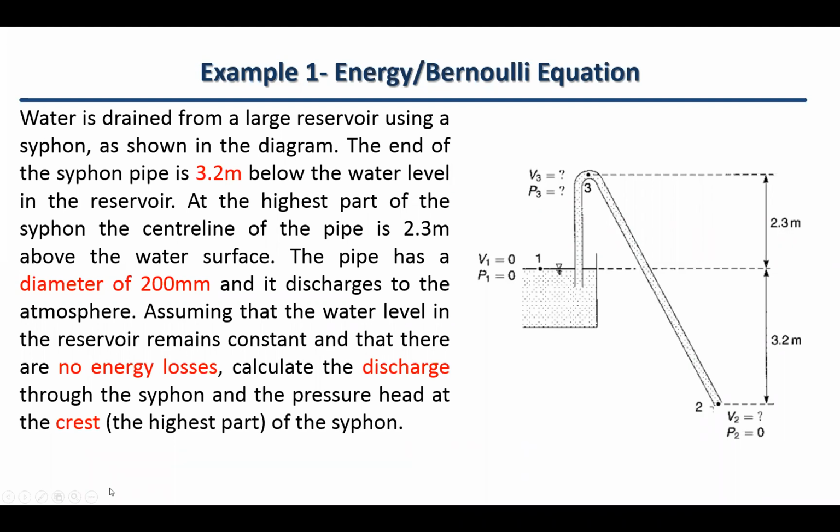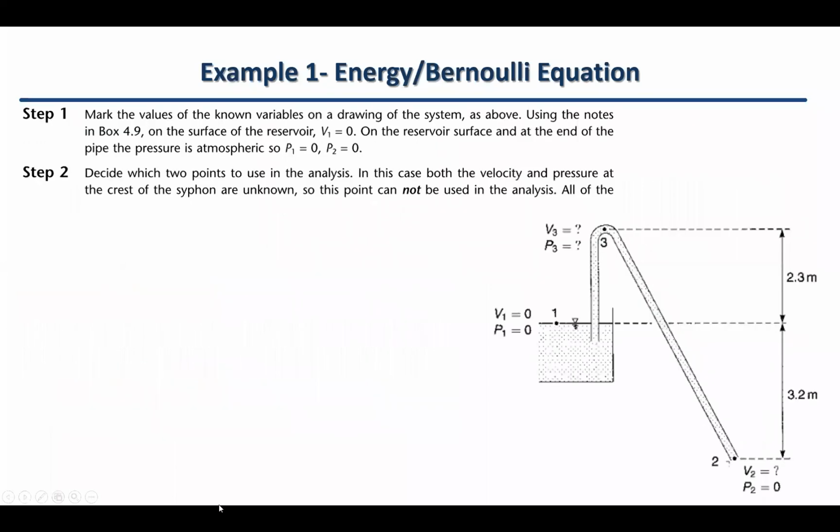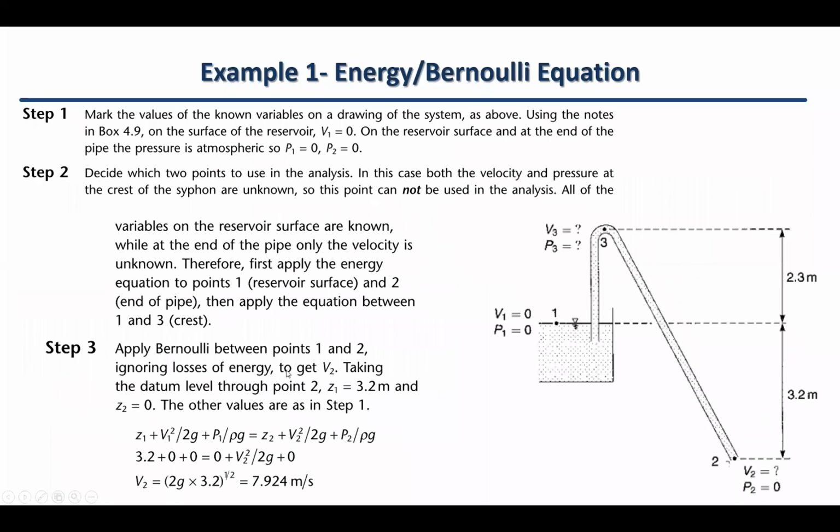So for any two points, because the elevation height is clear for all points. For point 1, two terms are 0; for point 3 or point 2, one term is unknown. So if we write the Bernoulli equation between point 1 and 2, the only term that we don't have is V2. So this is what we're going to write, between point 1 and point 2.